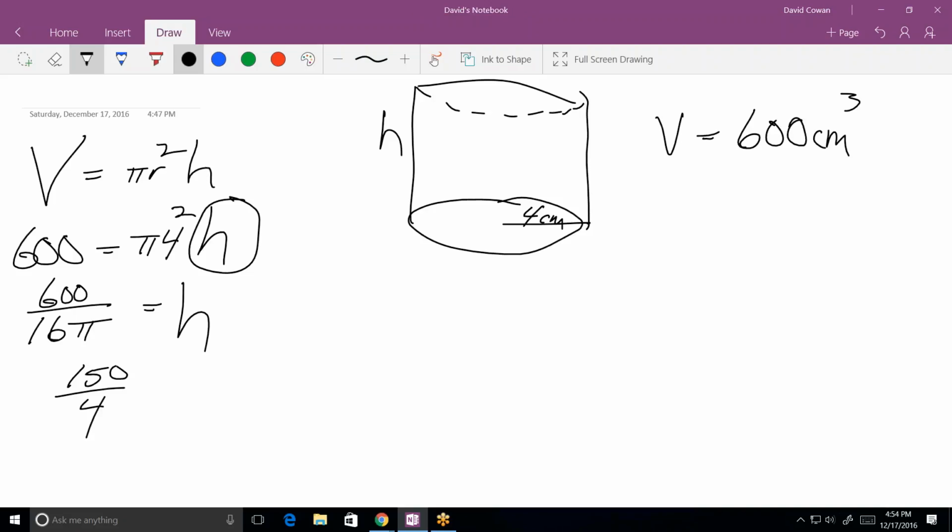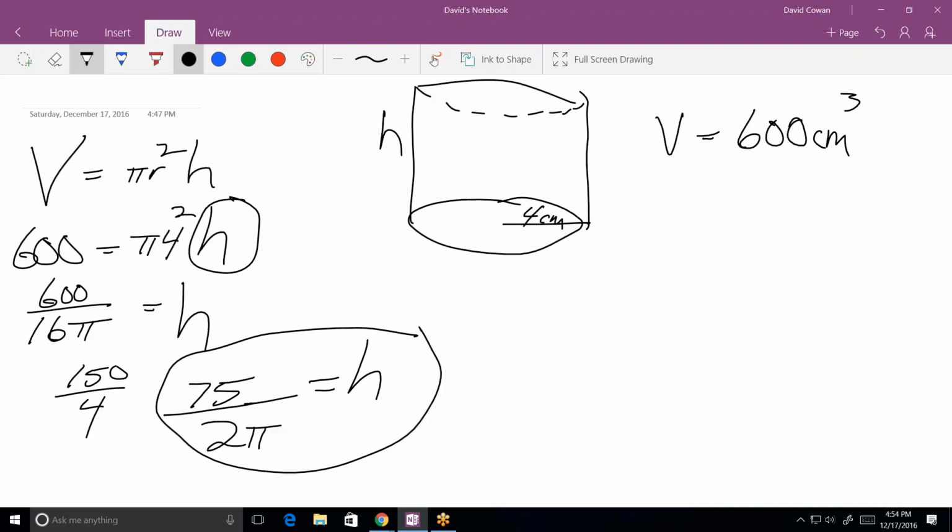I can still cut everything in half. That's 75 over 2 pi. Pi stays in the denominator. Okay. So that's h, simplified.